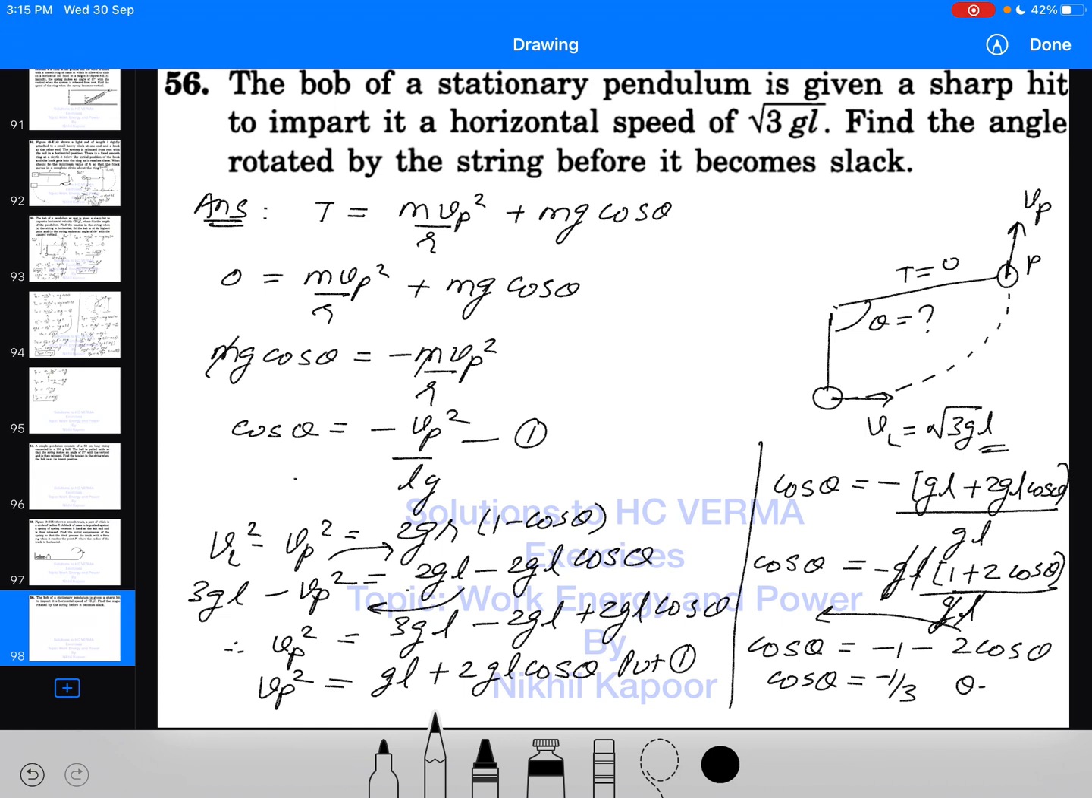We don't know the angle whose cos is minus 1 by 3, so we write our answer as theta is equal to cos inverse of minus 1 by 3. That should be the answer to this question. Thank you.